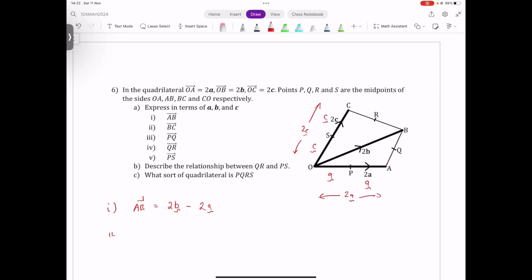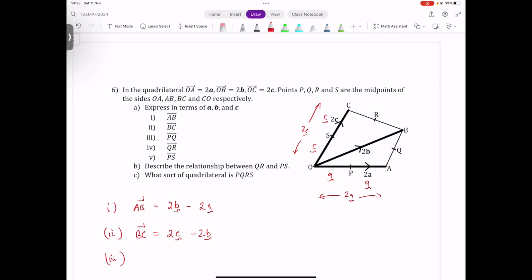Part 2, BC. BC, well, we're starting at B and we're going across to C. Well, same idea, we're going from here up to here, it's the head of the second vector, so minus 2B, to the head of the first, 2C. So 2C minus 2B.